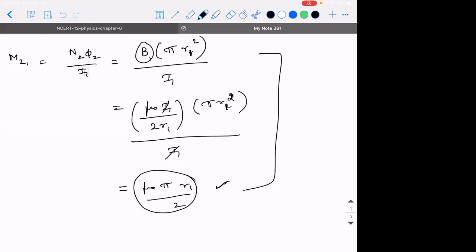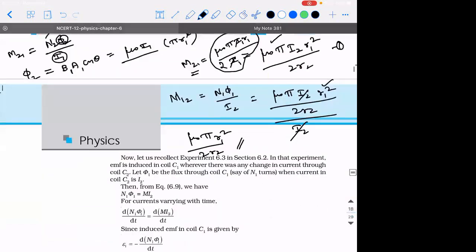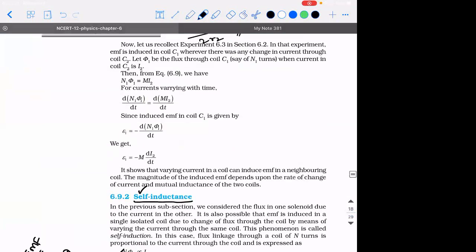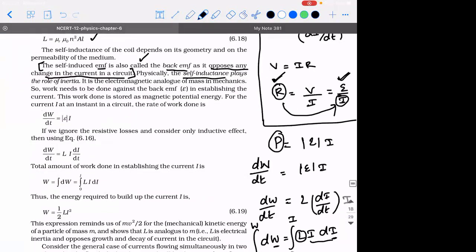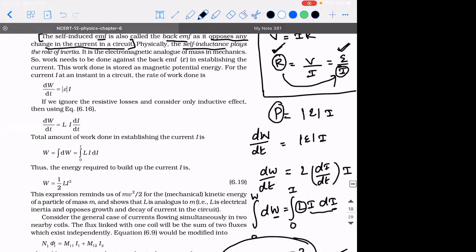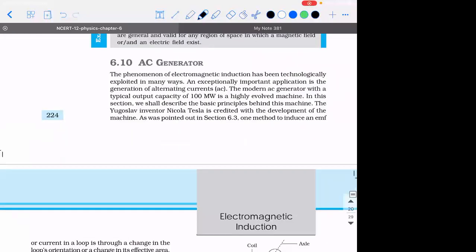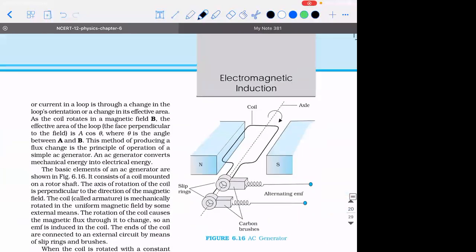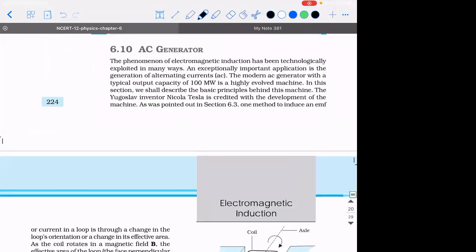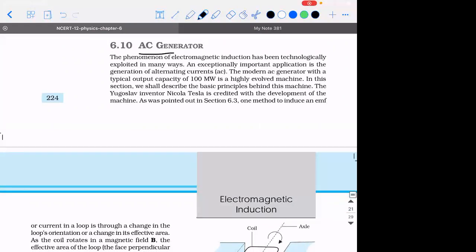Yes, sir. Concept is clear, no? So with this, the technical part is completely over. We are almost on the verge of completing this chapter. The thing that is left out is AC generator and eddy current. Okay. First, we'll go with the concept of AC generator. Just give me a minute. I'll show you some video.